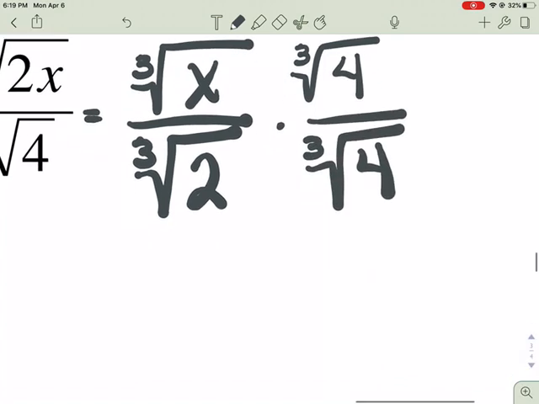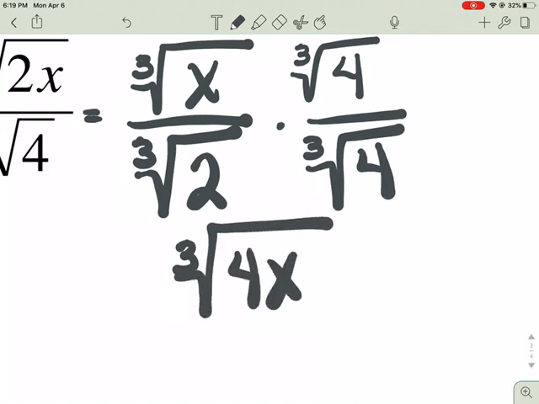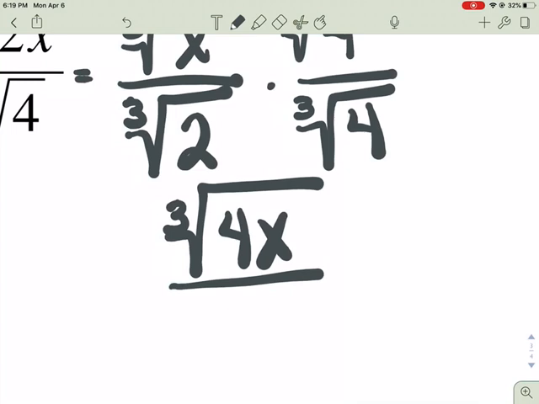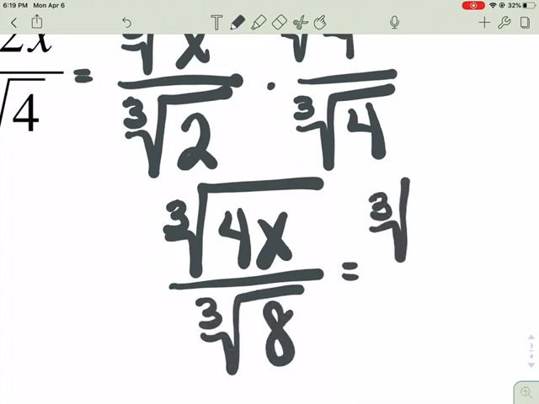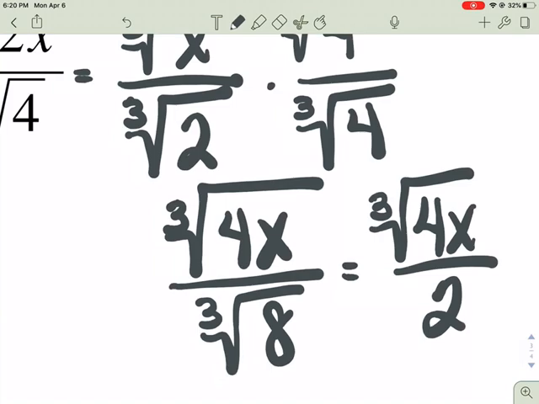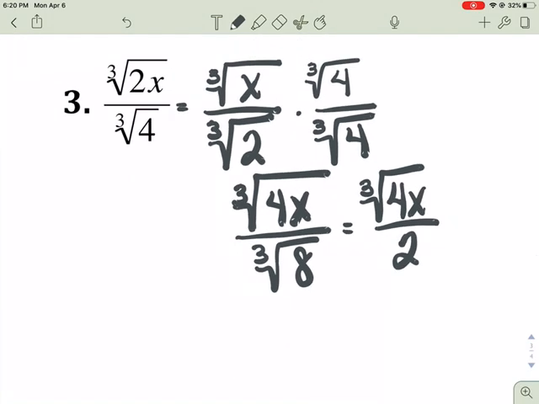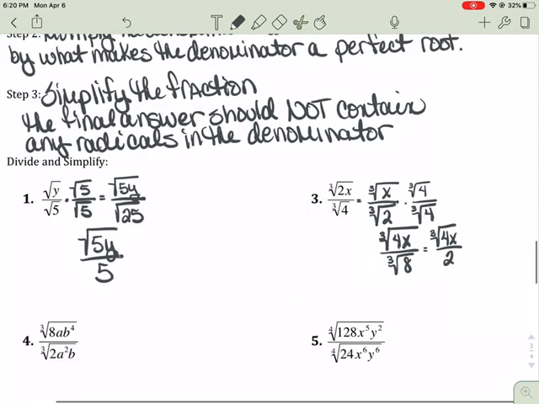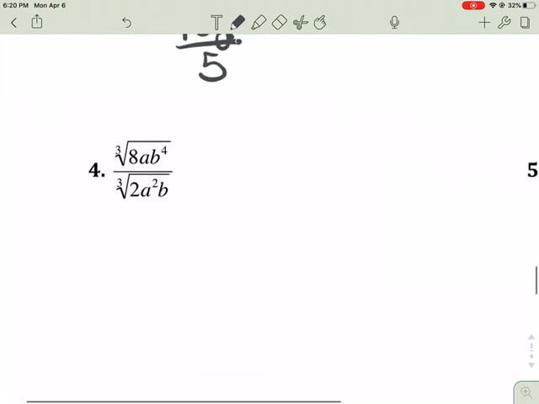Again, we're going to multiply straight across. Okay, so that's going to be the cube root of 4x over the cube root of 8. And now we get the cube root of 4x over 2. And again, don't reduce the 2 into 4 because the 2 is an integer, the 4 is irrational. Okay, so let's try these two.